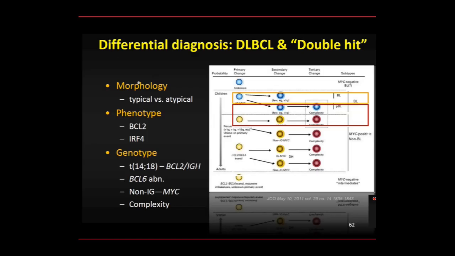But then we go to morphology. Burkitt lymphoma has that specific morphology with the early centroblast, the medium-sized cell, reticular chromatin, cohesive growth, starry sky.